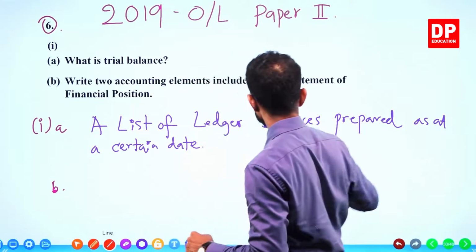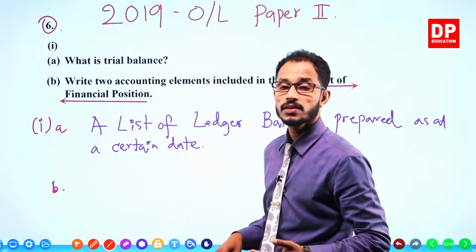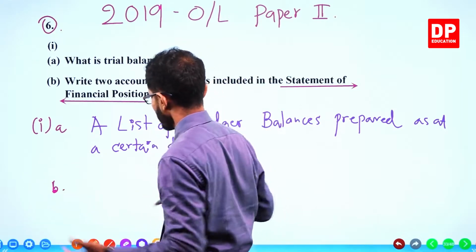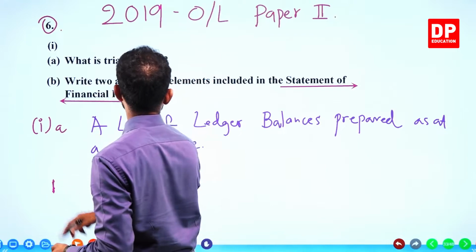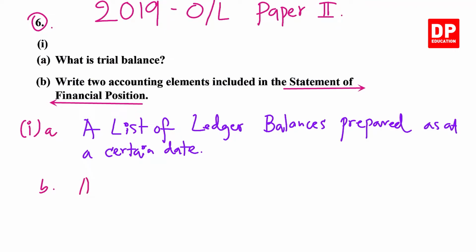Children, we are talking about the statement of financial position, right? SOFP. What elements are included? Assets, liabilities, and capital. That's right. So you can write all 3 if you want. Write 2 accounting elements. So we'll write 2. If you want, you can write all the elements: assets, liabilities, capital.